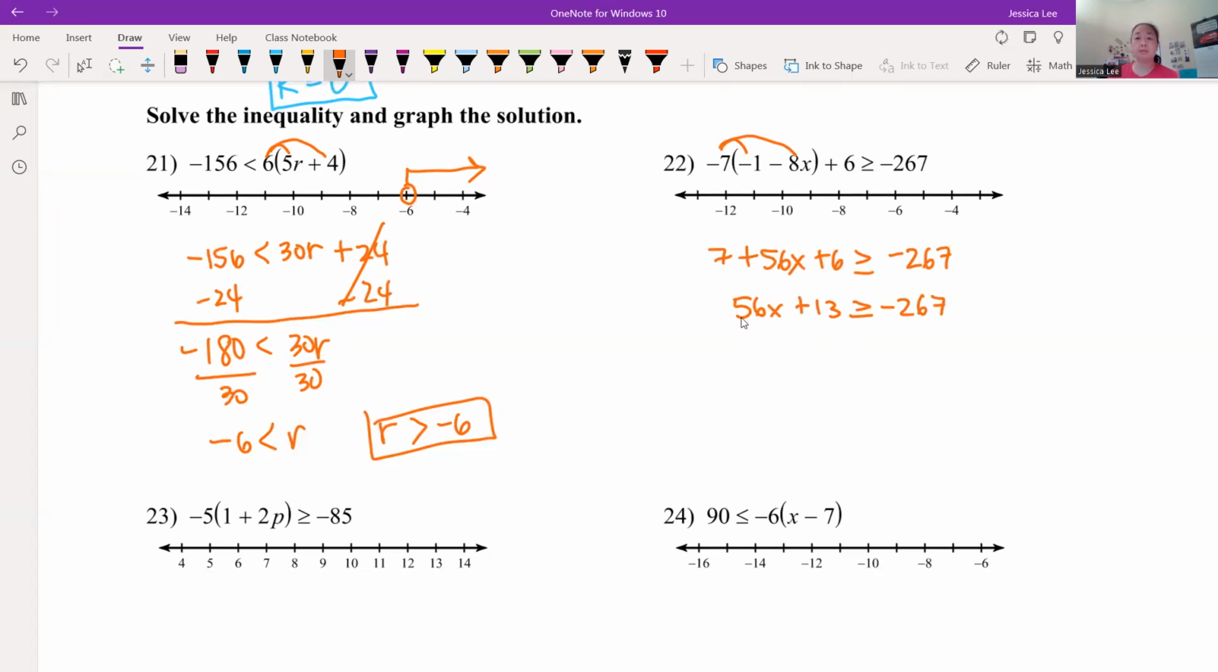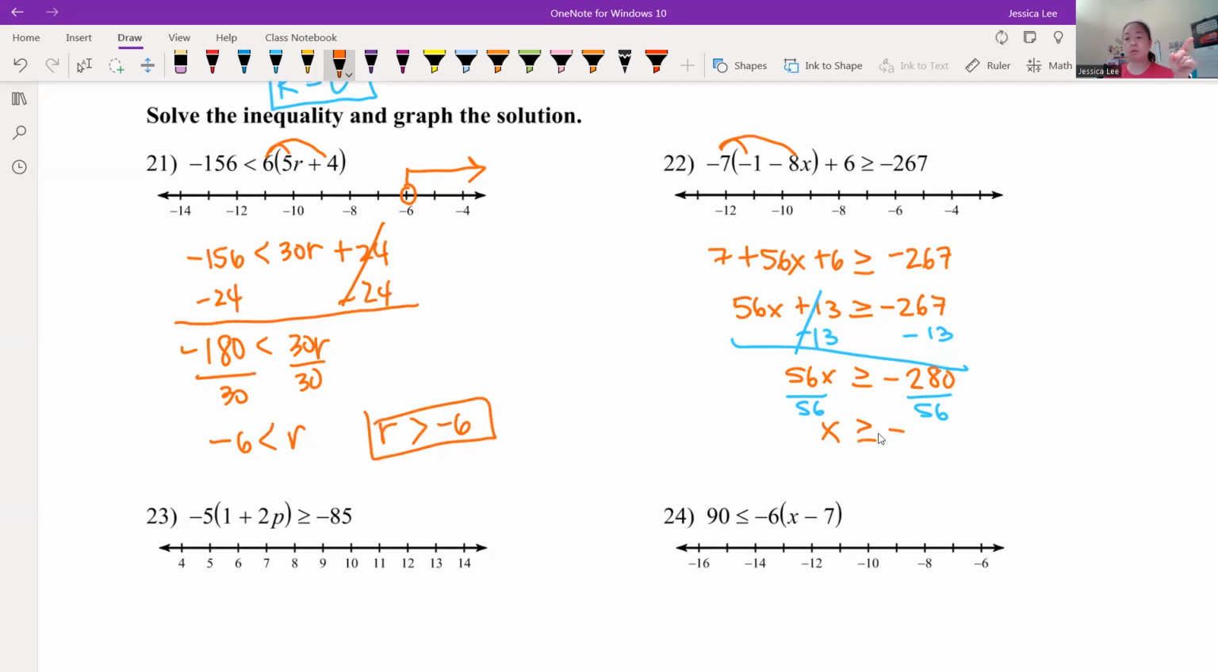Notice right here, I just put the variable first. You can do that, right? Because when we're adding, it doesn't matter. And then again, it's a two-step inequality. So we have -13 on both sides. And we have 56x is greater than or equal to -280. And we're going to divide both sides by 56.